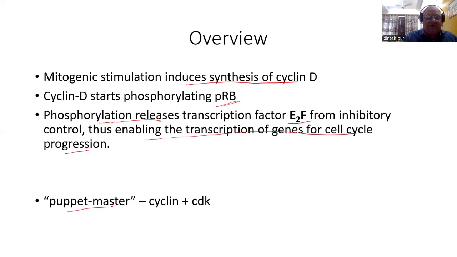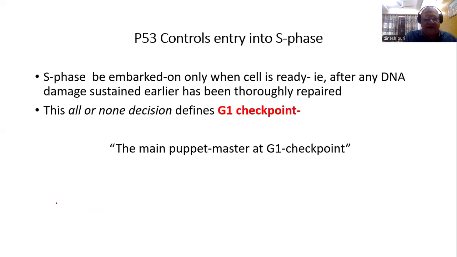So what would you say? Can you explain the statement? Puppet master is cyclin D along with some kinases. But the ultimate puppet master, I would say, or I hope you would agree, is the transcription factor. All right.